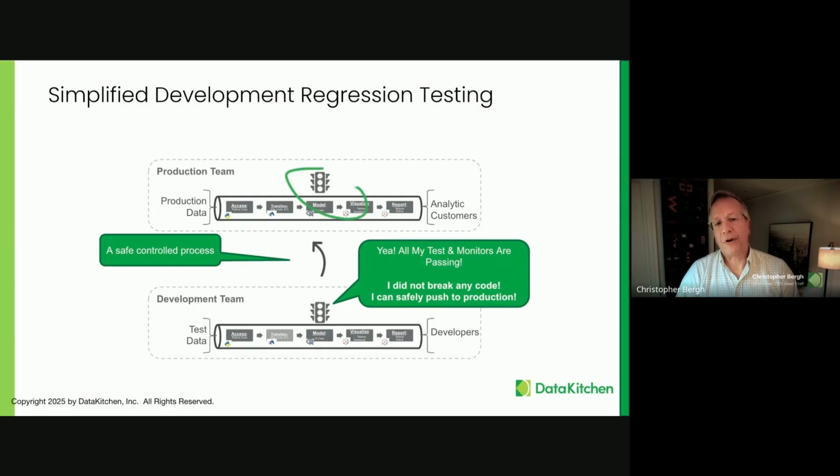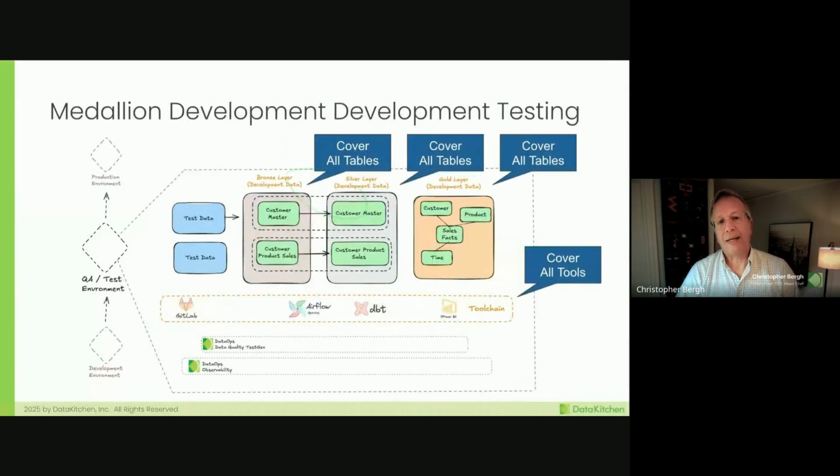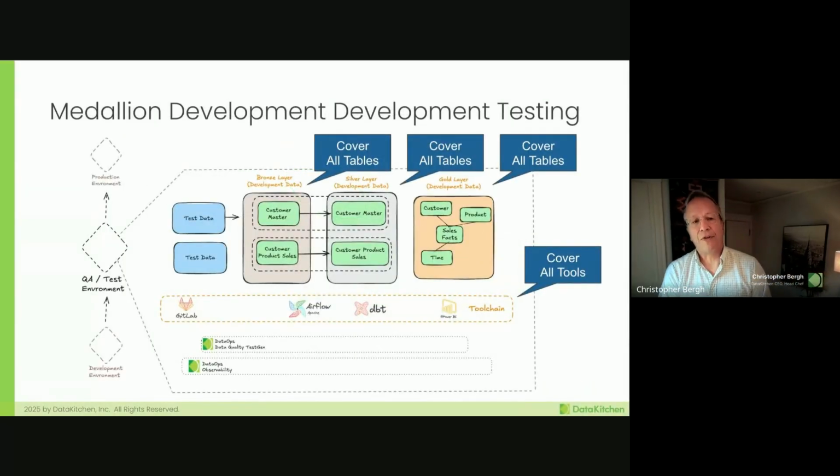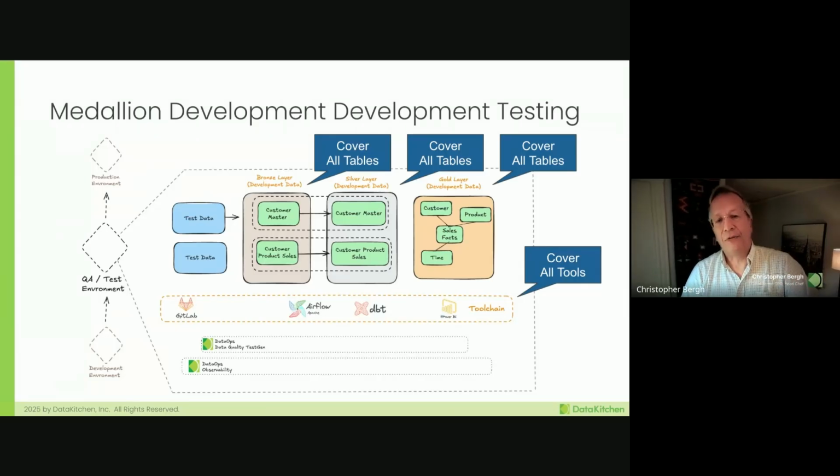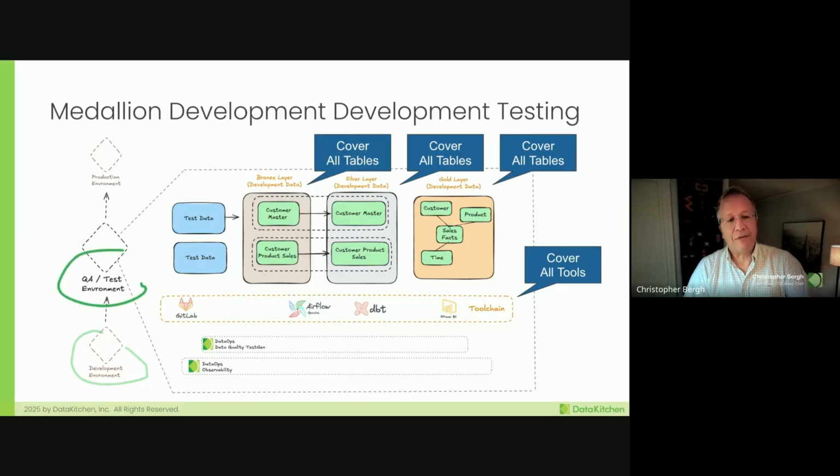That's basically the idea. Having the same sort of stoplight on your data and your tools in development as in production. So what that looks like in, let's say, a medallion architecture is that I've got coverage. So in this diagram on the left, I've got a development environment, a QA test environment, and a production environment. So I'm doing CI and CD here. The environment itself is a medallion architecture. So I've got a bronze layer, a silver layer, and a gold layer.